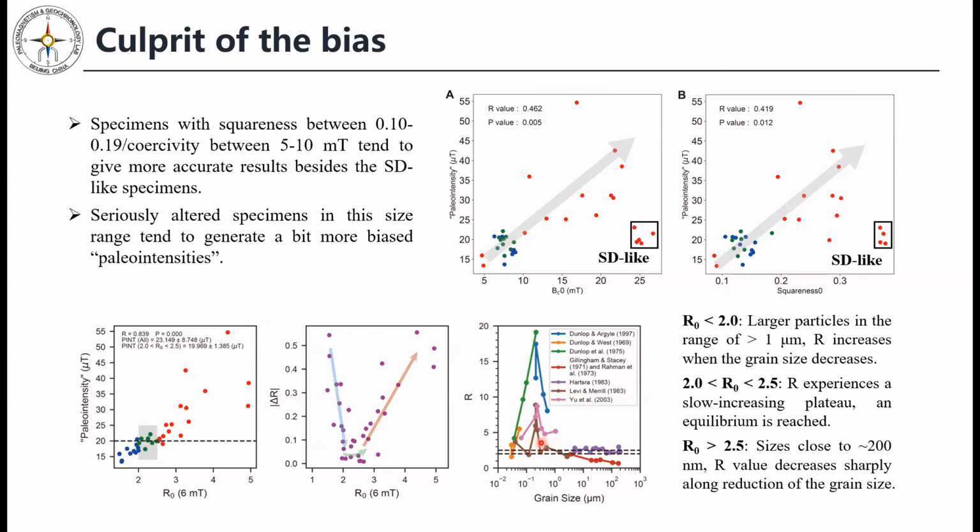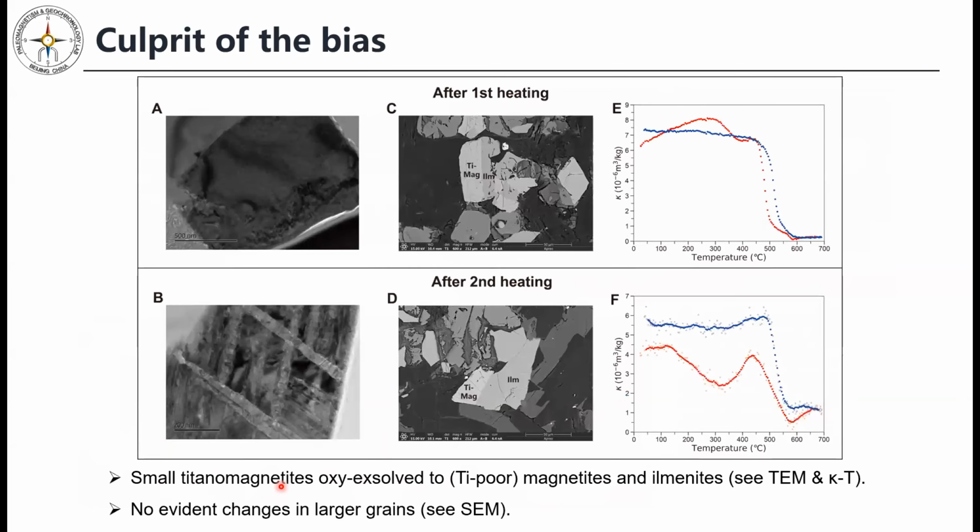And for the smaller particles here, which have an initial R larger than 2.5, because the size is close to 200 nanometers, its R will decrease sharply along with the reduction of the grain sizes. So this relationship is quite consistent with what we see in our results. And this is further demonstrated by the microscopic observation and the KT curves.